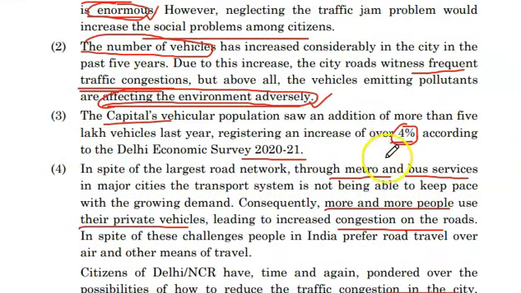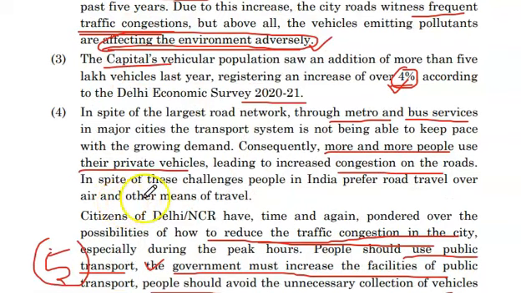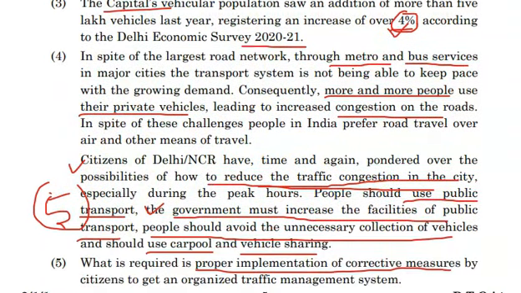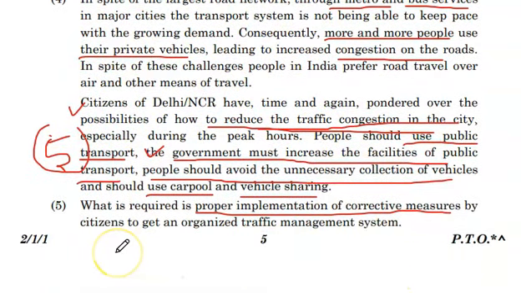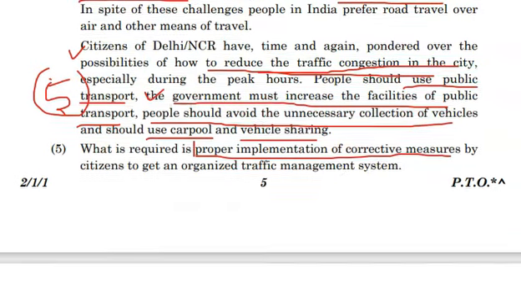Then the third paragraph is talking about the increase of vehicles in Delhi by a considerable percentage of 4%. Paragraph 4 is talking about why traffic congestion happens and what steps can be taken to reduce traffic congestion on Delhi's roads. And the last is talking about the solution, that proper implementation of corrective measures should be done so that this traffic problem can be dealt with. Hope you have understood.